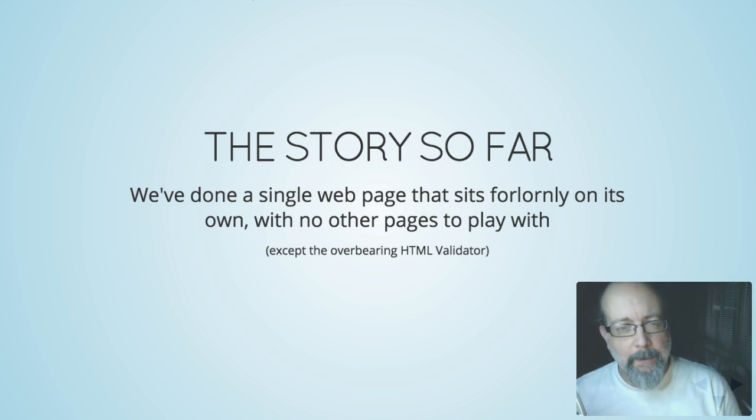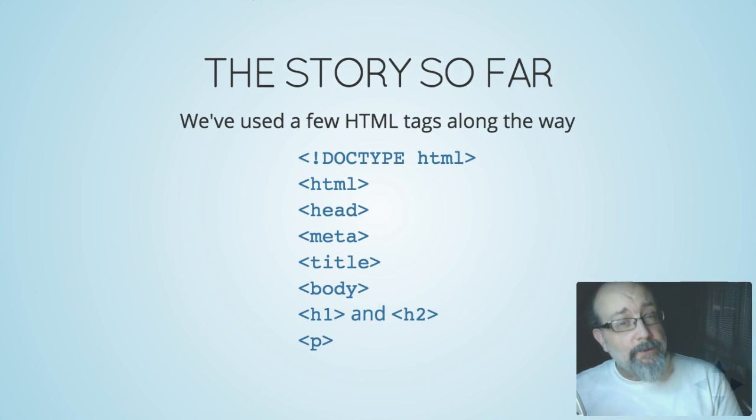Let's keep going. We've used a few tags. These were all of the tags that were in the default template that I provided you. The first one up there is the doctype. We have the HTML tag, head tag, meta, which we will get into later, title, body, H1 and H2, which are header tags. These are the first ones that are actually visible on the screen. And then the P tag.